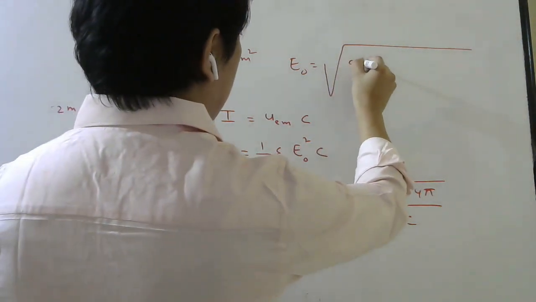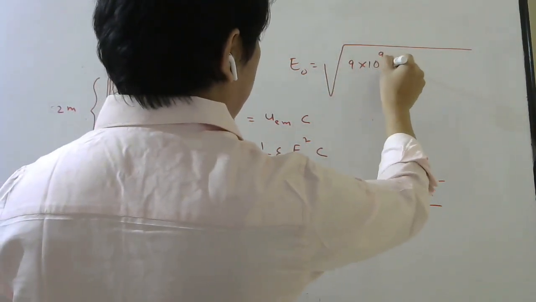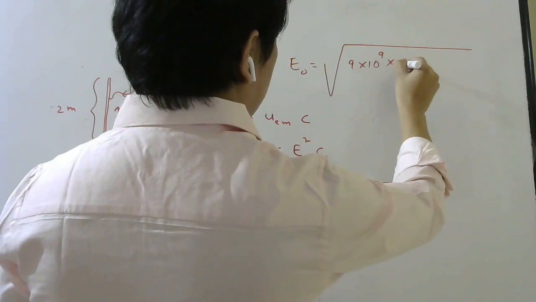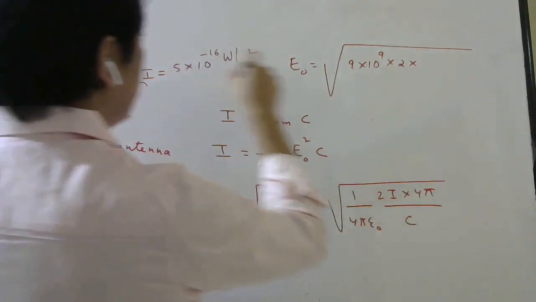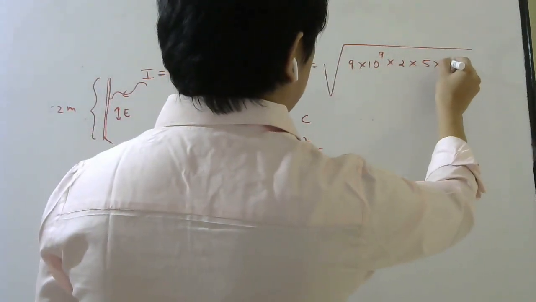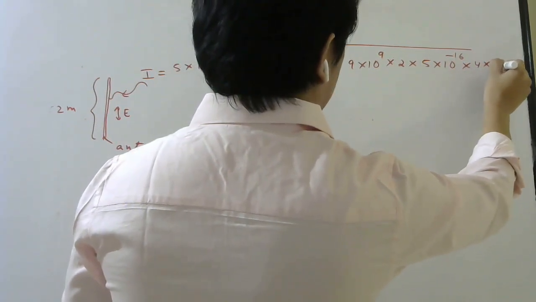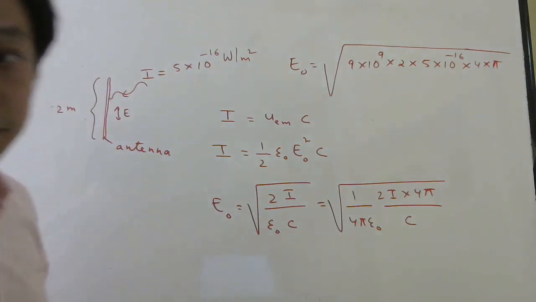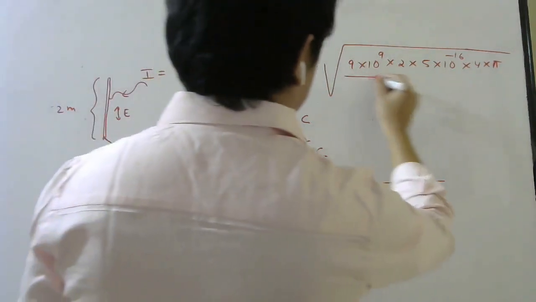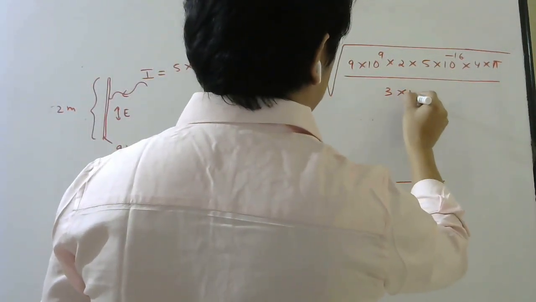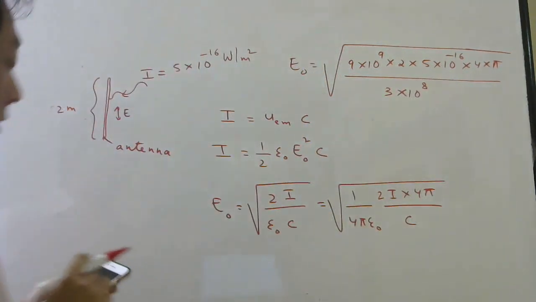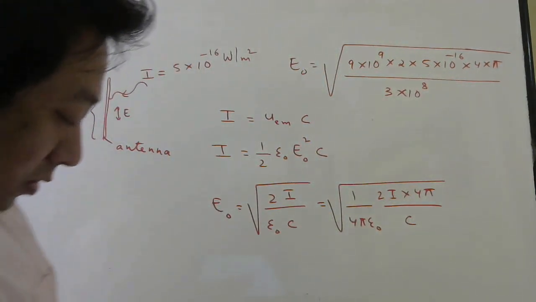I can write 9 into 10 power 9, times 2 into intensity, which is 5 into 10 power minus 16, times 4 into pi, divided by C. C is 3 into 10 power 8. Now let me see how far the options are.